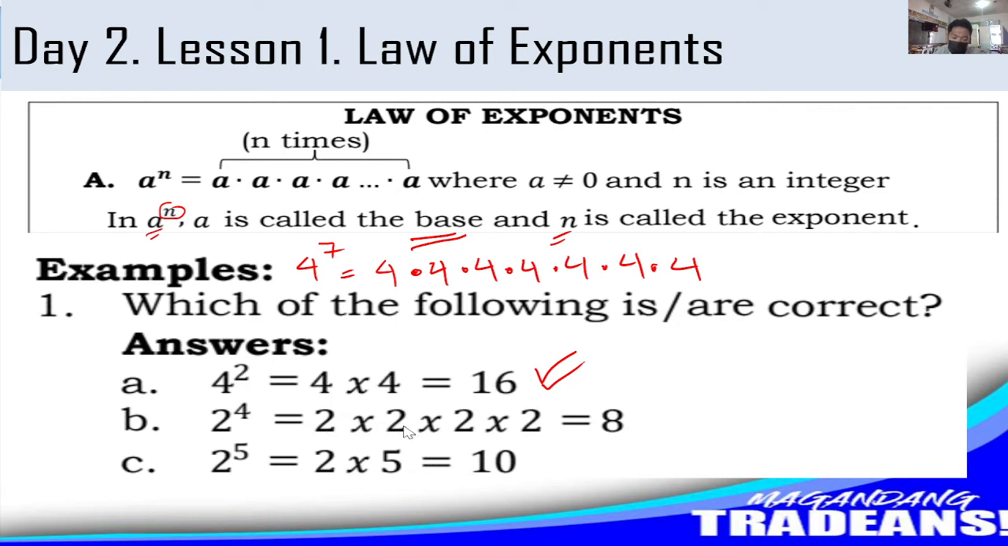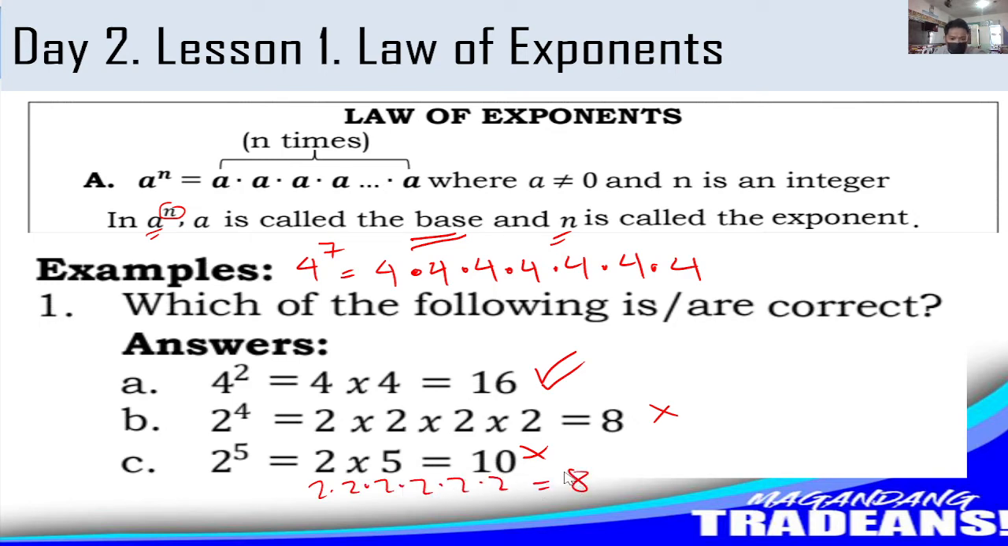Pero 2 times 2 is 4. Times 2 is 8. Times 2 is 16. So, mali po siya dito. Okay, next. 2 raised to the power of 5. Dapat 5 beses ulitin si 2. So, mali na po siya. So, dapat pong sagot dyan, 2 times 2 times 2 times 2 times 2 times 2. And that is equivalent to 81.